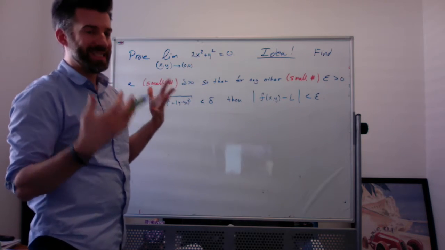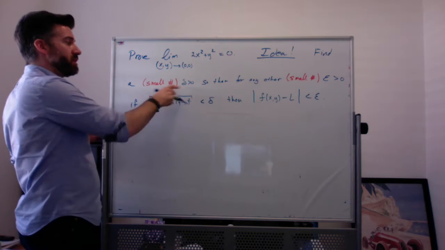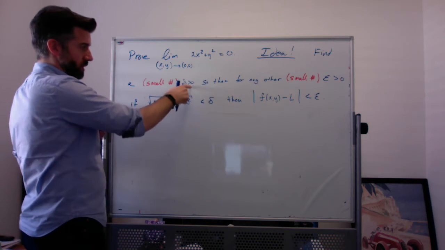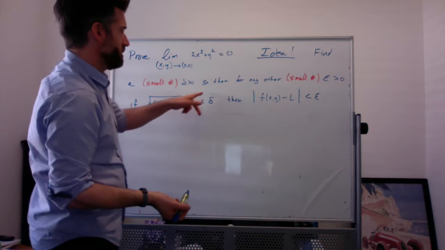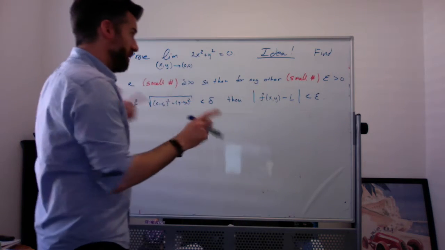Here is the idea behind this proof. We're going to find a small number delta, greater than 0, positive delta, so that for any other small number, epsilon, which is also positive, the following is true.